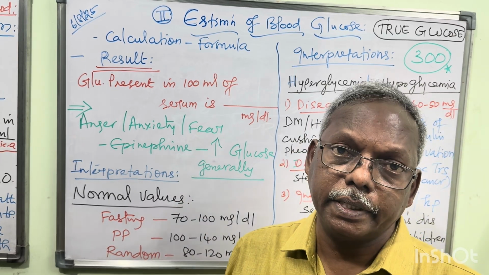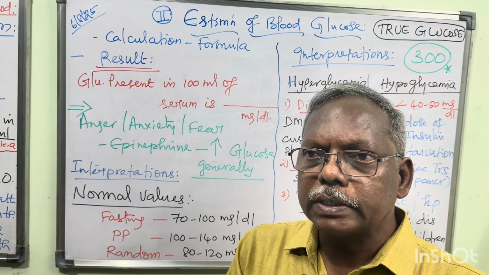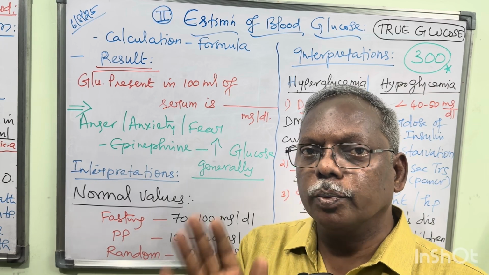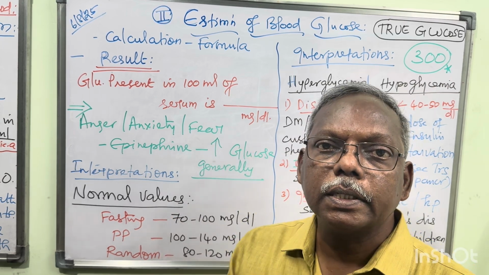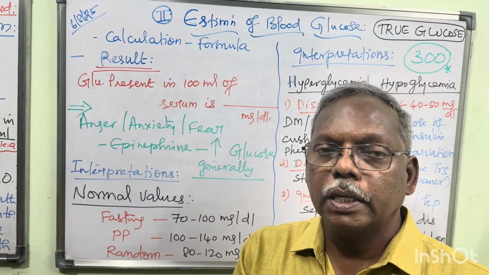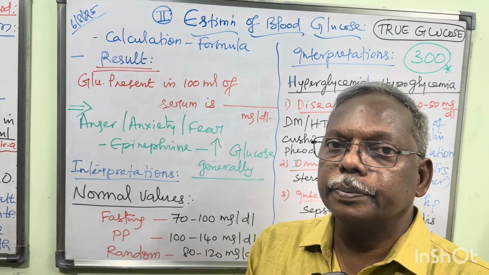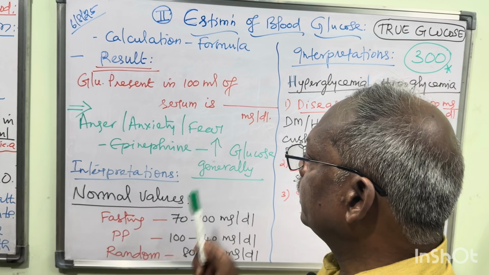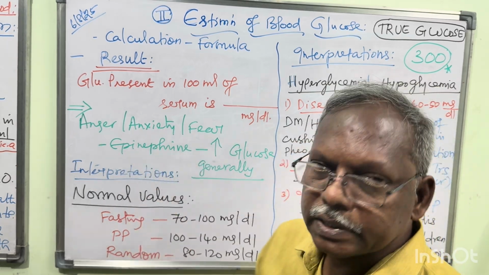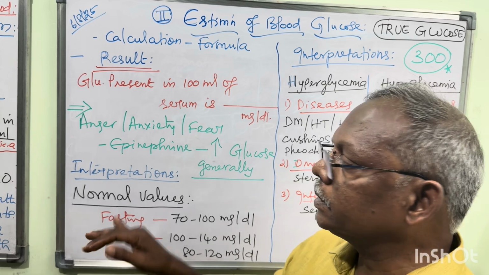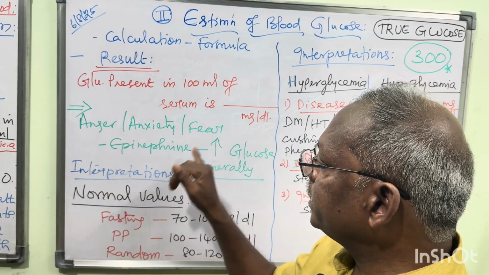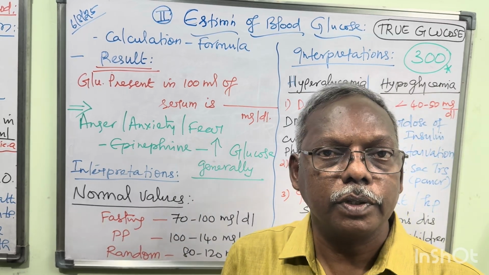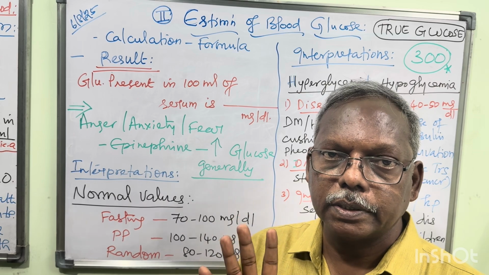Now coming to the interpretation. Interpretation means your result is normal, high or low. If it is normal means no problem. If it is high means what are all the conditions the patient will get high glucose levels. If the level is low means in which conditions the patient will go for low glucose level. Like that the examiner will ask questions. Before going to the interpretation, some physiological status, normal conditions, anger, anxiety, fear and epinephrine secretion situations, normally we are having increased amount of glucose. This is for just remembrance.